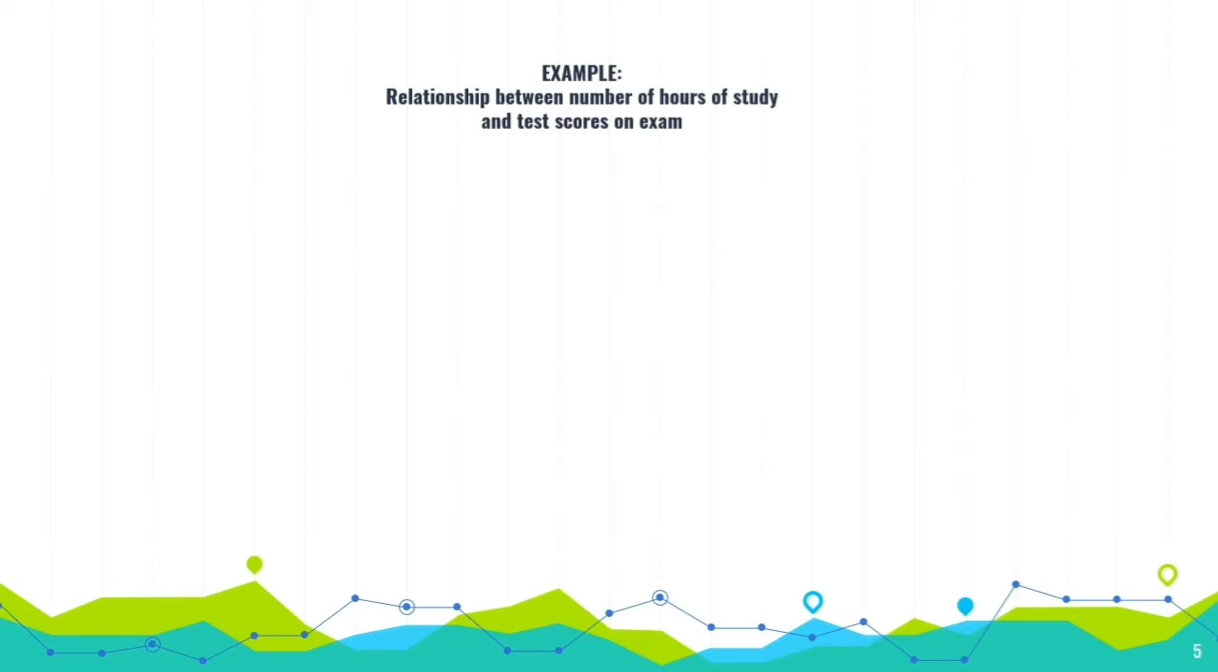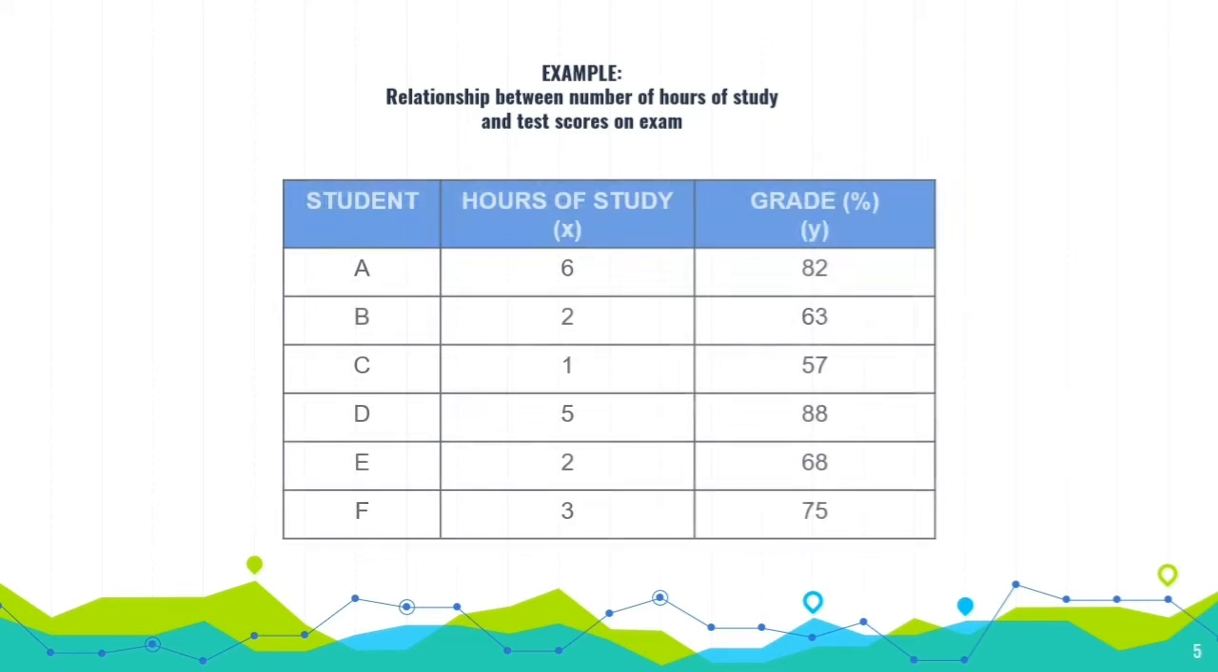We made here a table for the data. So we have in the first column the student, in the second column the hours of study, and in the third column the grades in percent.